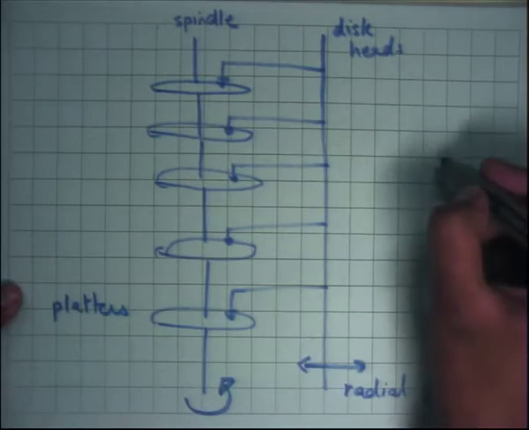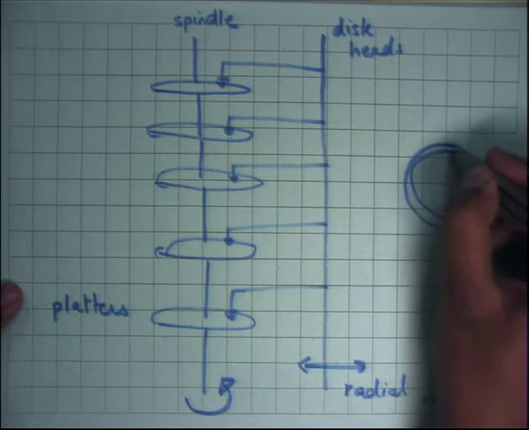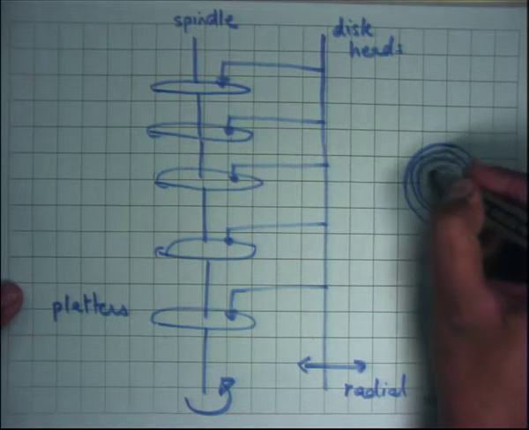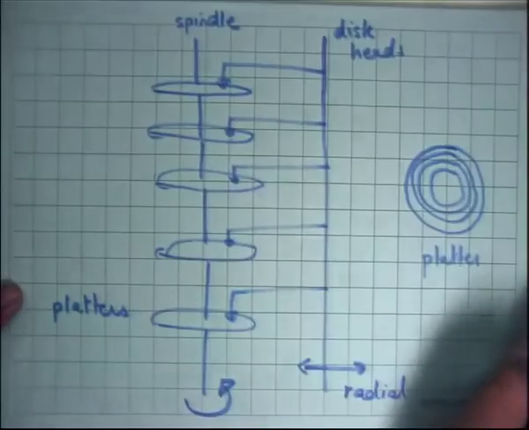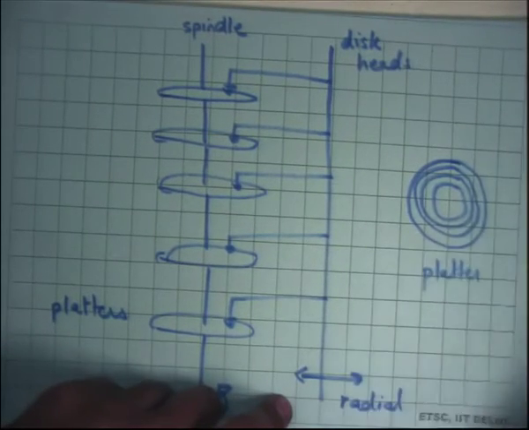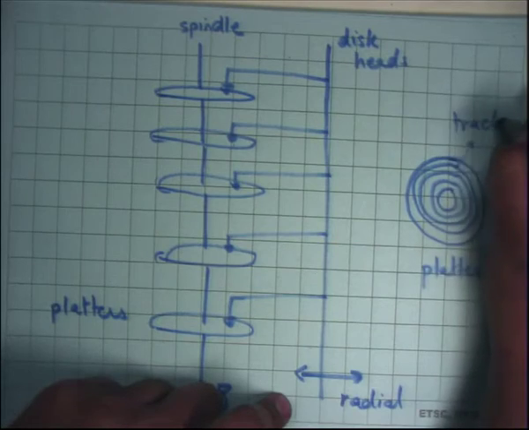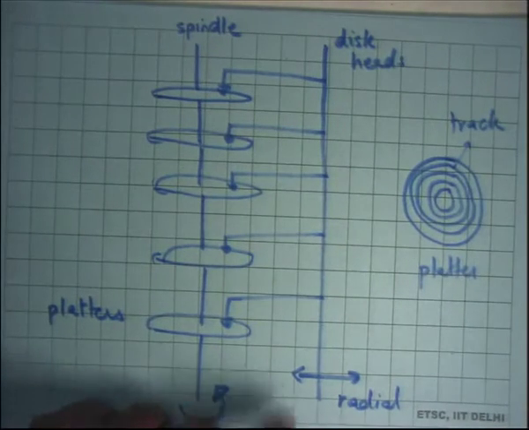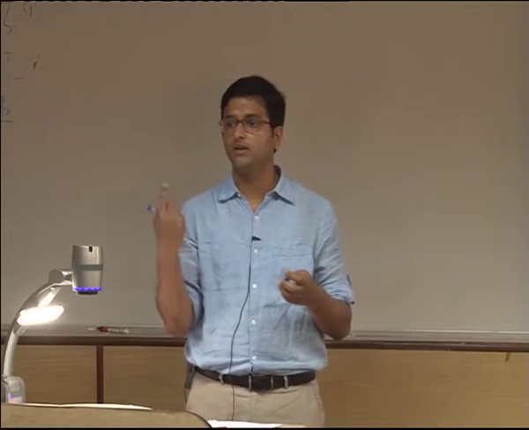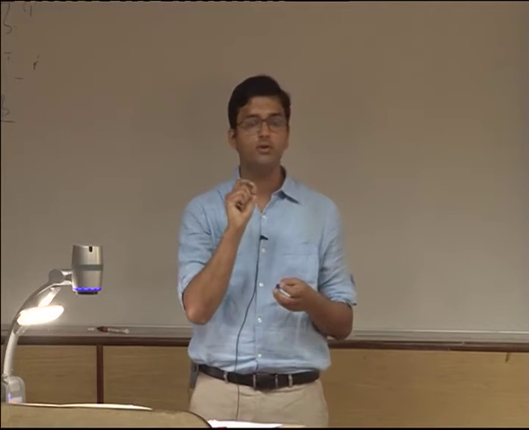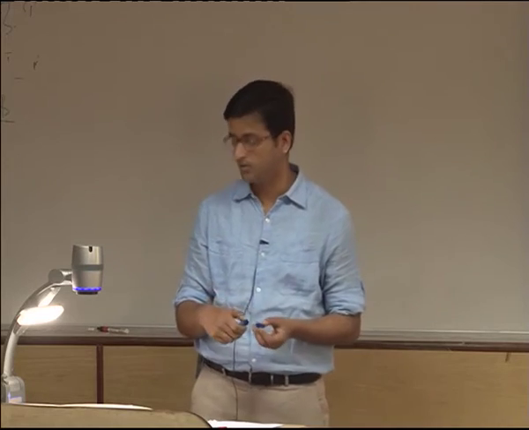If I were to draw a platter internally, it is just concentric rings. So this is another view of the platter. If I look at the platter from the top, the platter looks something like this, and each of these concentric rings is called a track. And so the disk head moves radially to position itself on a track, and because the spindle is rotating, it will eventually reach the position it wanted to reach, and it will be able to read stuff out of the disk.